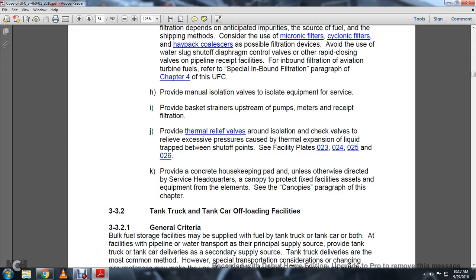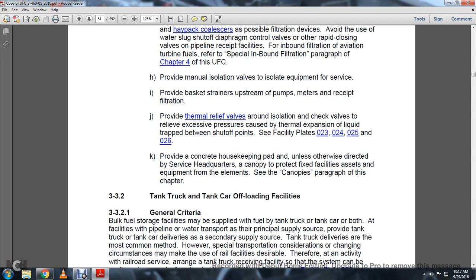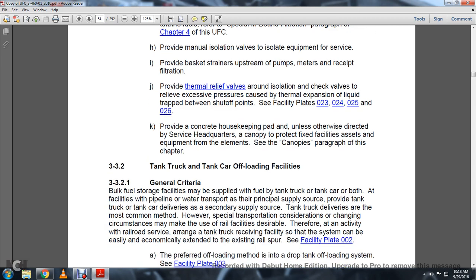H. Provide manual installation of the valves to isolate the equipment for service. Provide basket strainers upstream of the pumps and meters and receipt filtration. Provide thermal relief valves around the isolation check valves and relieve the excessive pressure caused by thermal expansion of the liquid trapped between shutoff points. See the facilities of 023, 024, 025 and 026. Provide a concrete housing pad unless otherwise directed by the service headquarters. A canopy to protect the fixed facilities and access to the equipment, with elements such as canopies in paragraph of this chapter.